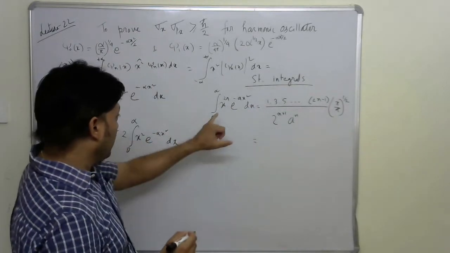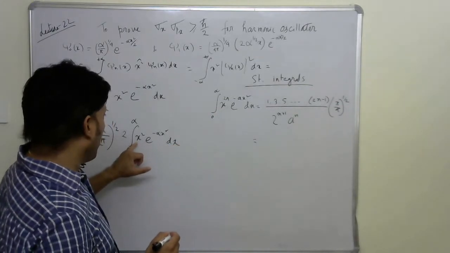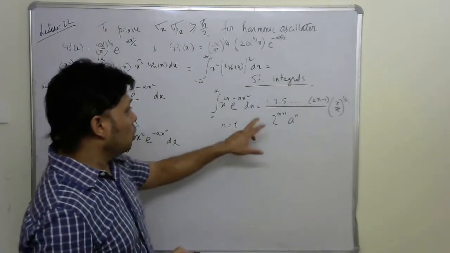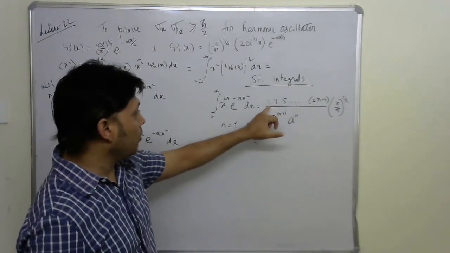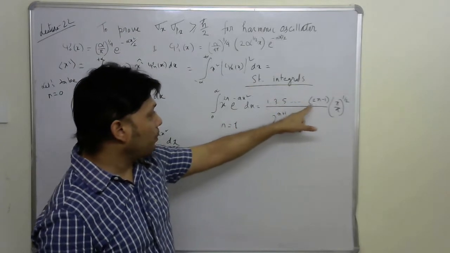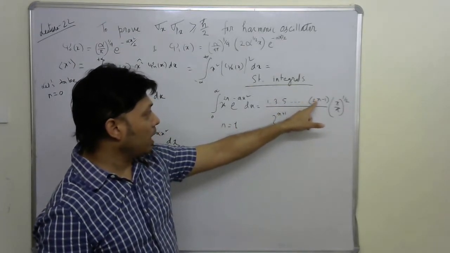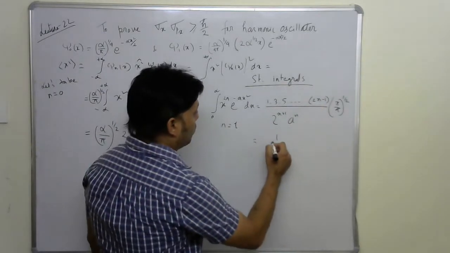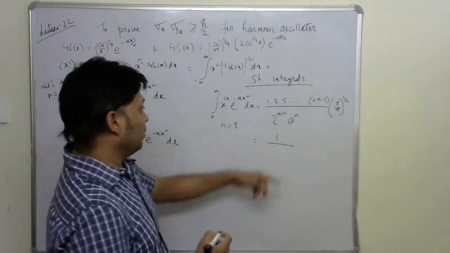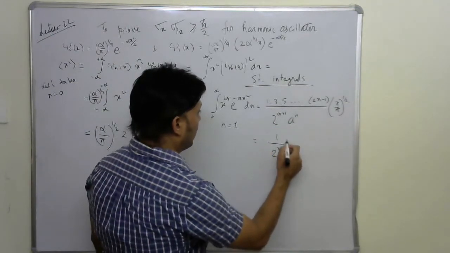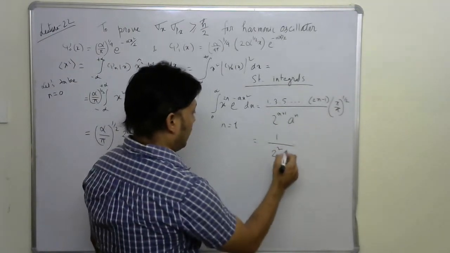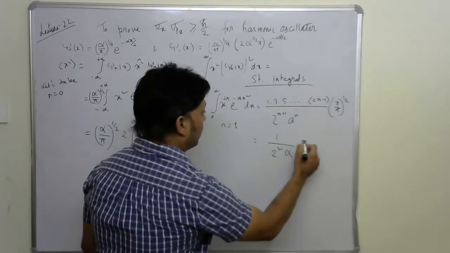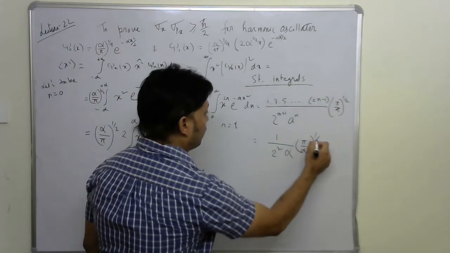Here x to the power 2n, so here x square, means n is equal to 1. The numerator goes 1 multiplied by 3 multiplied by 5 up to 2n minus 1. Since n is equal to 1, 2 minus 1 means 1, so the numerator would be 1, divided by 2 to the power n, that is 2 square. And here a is alpha. So we can directly write the square root of pi by alpha.